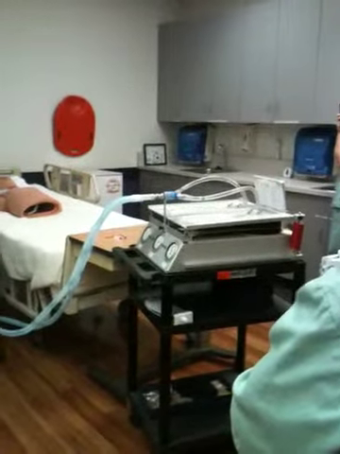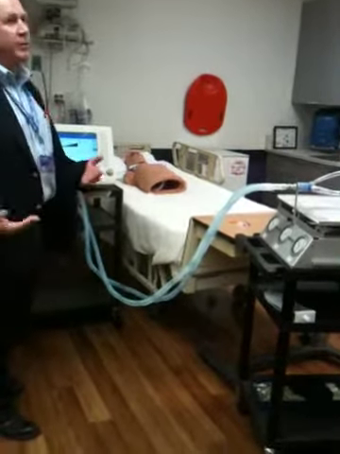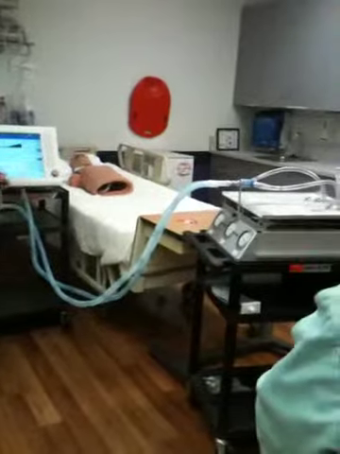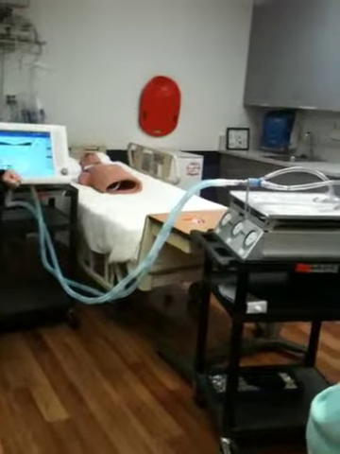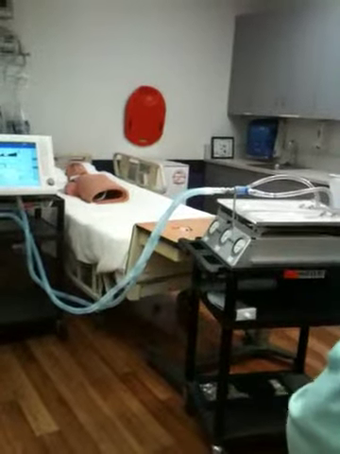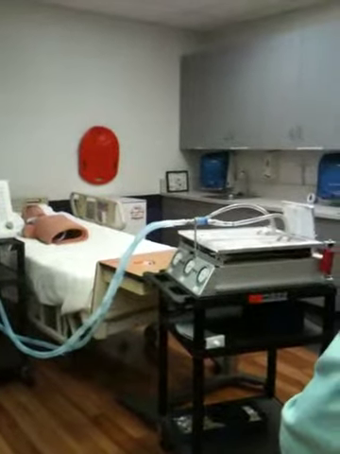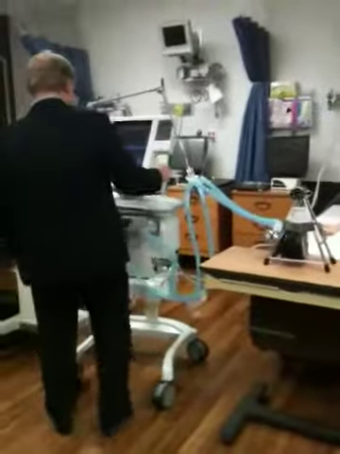Notice how steep that curve is going horizontal. The more horizontal it is, the lower your compliance is. It takes a greater pressure to get the same volume change. Again, I would move my cursors and find where I got the best compliance.